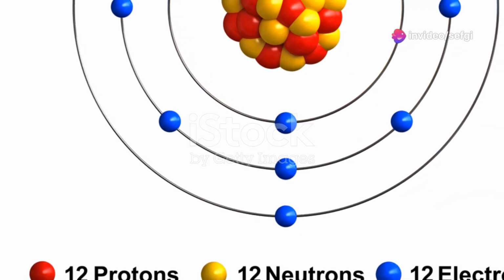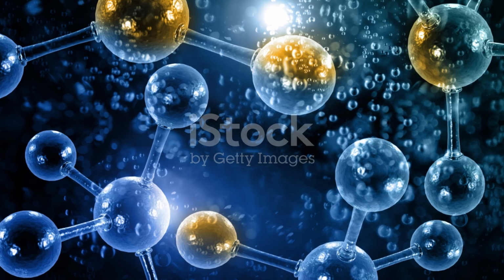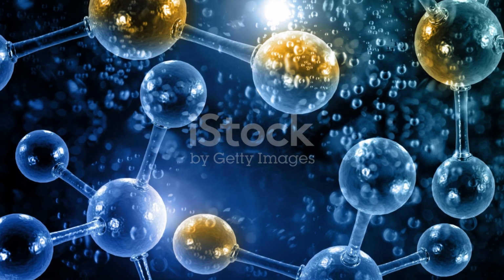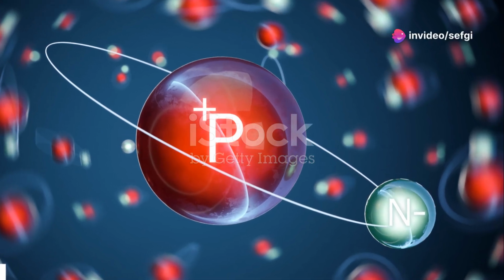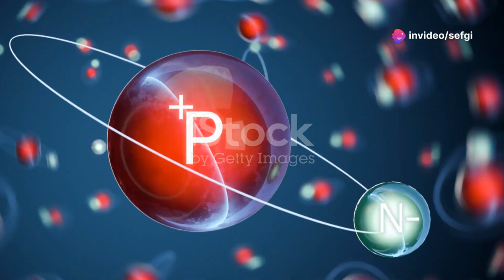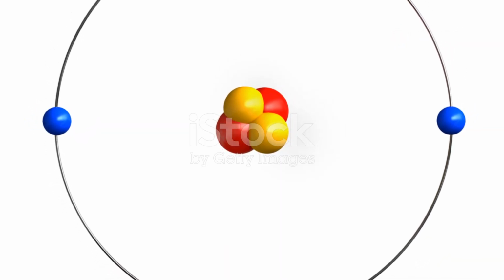Protons and neutrons, those tiny particles huddled together at the atom's core, are responsible for an atom's weight. Protons carry a positive charge, while neutrons are neutral, having no charge. Despite their small size, they are incredibly dense and contribute significantly to the mass of the atom.